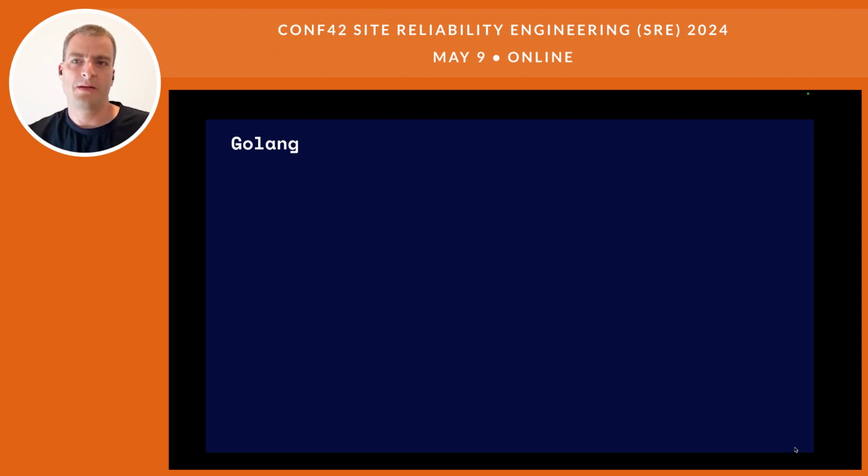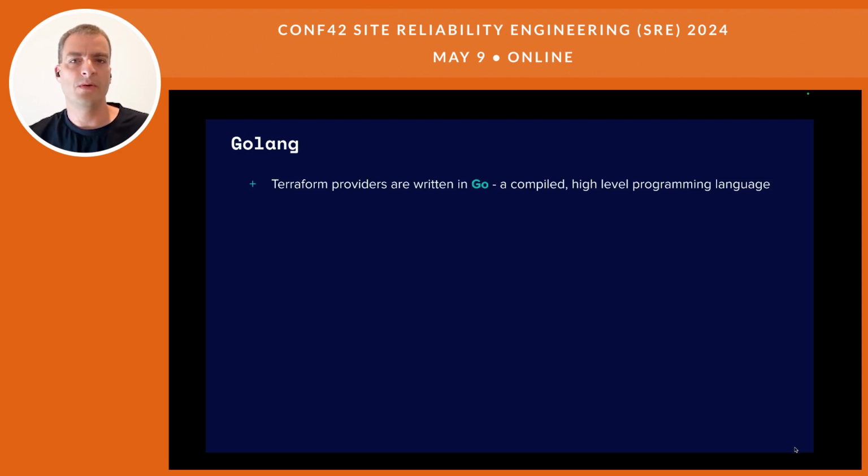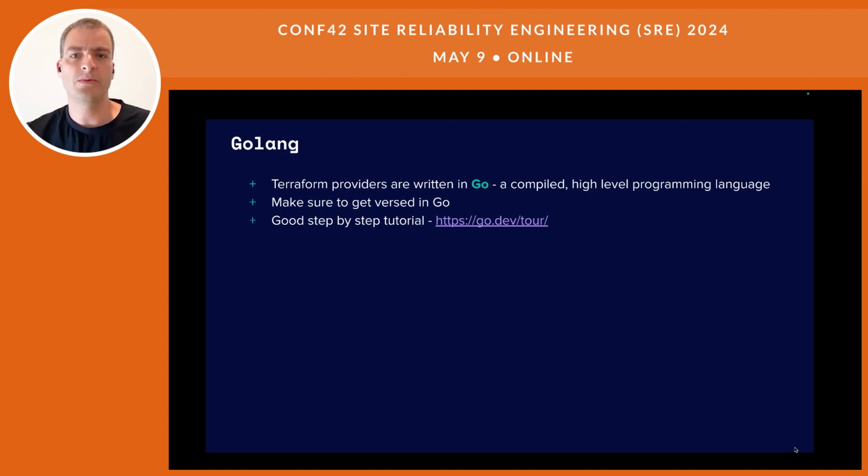After you understood the API, you should learn Go. Go is the language that the Terraform providers are written in. It's a compiled high-level programming language. You don't need to understand Go too deeply, but you need to understand control structures and a bit about interfaces and how you go about creating code. I used a step-by-step tutorial that's found on the Go site, go.dev/tour, and it's a good tutorial. It will take you from not knowing Go to having a working knowledge about how to use it.